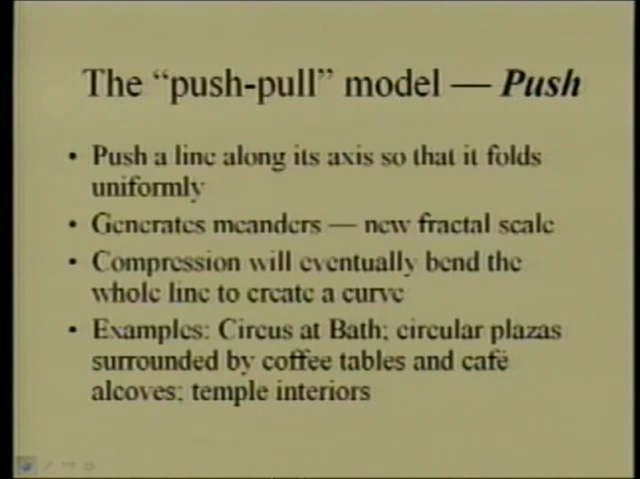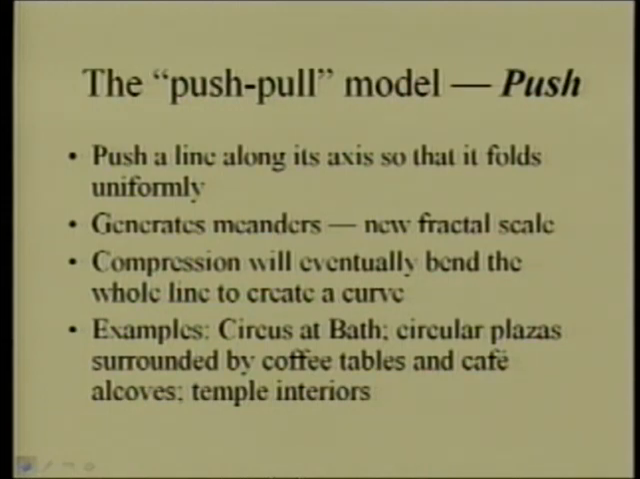Now, the opposite of pulling is pushing, so I will show what happens when you push. When you push a line along its axis, and it's not elastic, it will fold uniformly, and it will generate meanders. Each meander is now at a smaller scale, so you're generating fractals by physical compression. If you keep compressing, then eventually the whole thing may create an overall large-scale curve in which you have small-scale meanders.